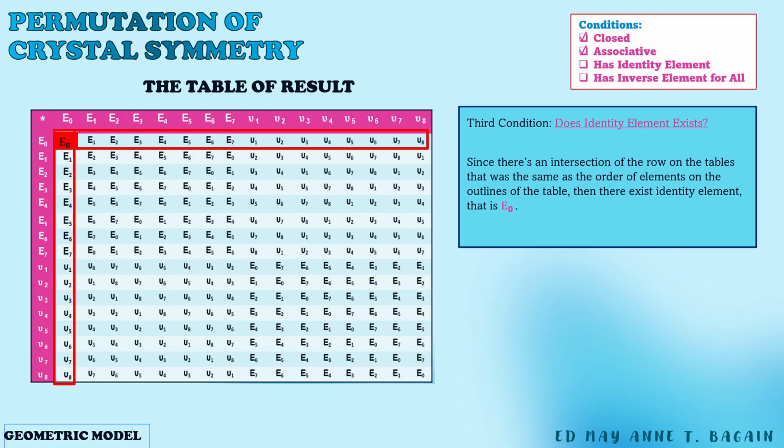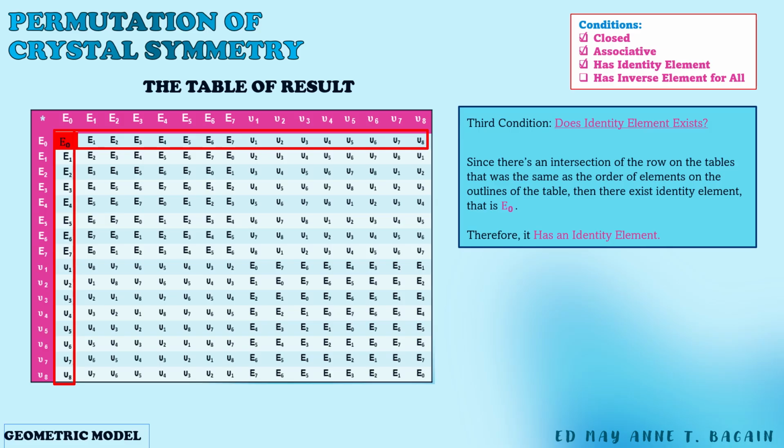The third condition, does an identity element exist? Since there is an intersection of the row and the column that was the same as the order of the elements, or the outlines of the table, then there exists an element, and that is epsilon sub 0. That is the identity element because anything that you multiply to that element would be itself still. You're just looking at a mirror or something like that. So let's put a check there. It has an identity element which is epsilon sub 0.